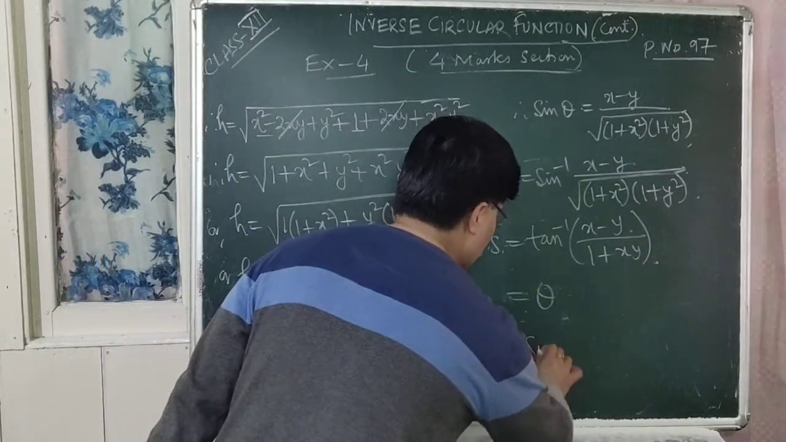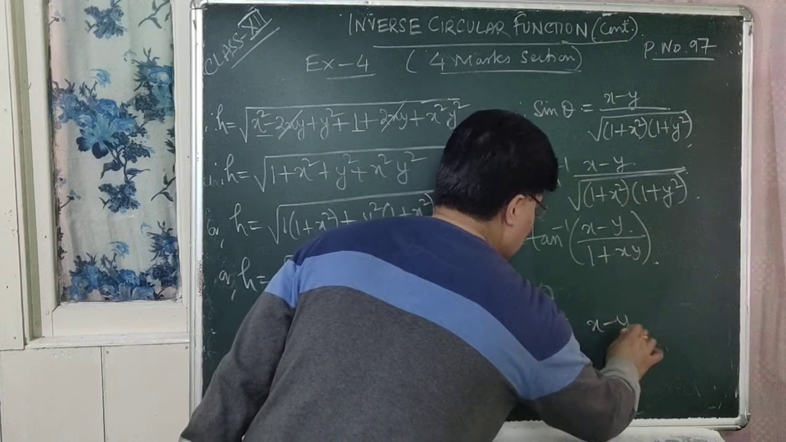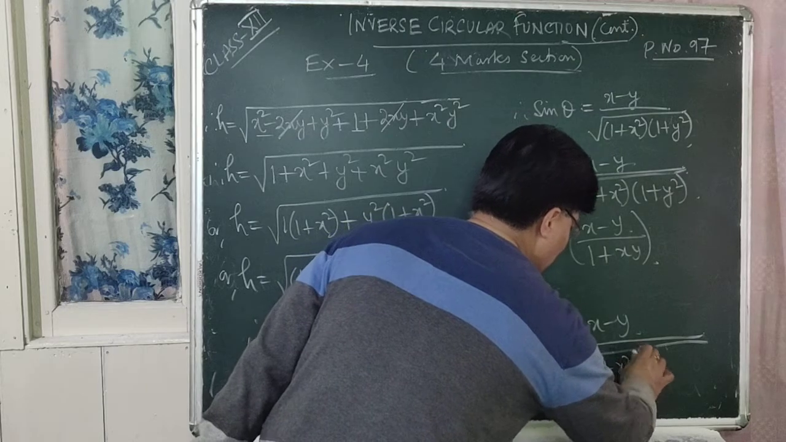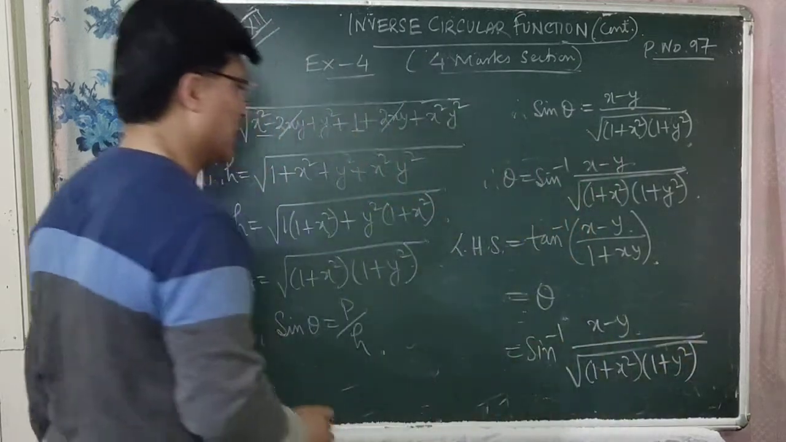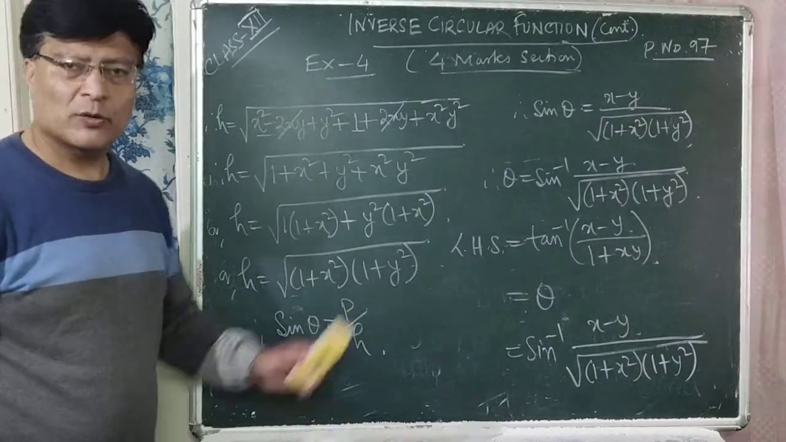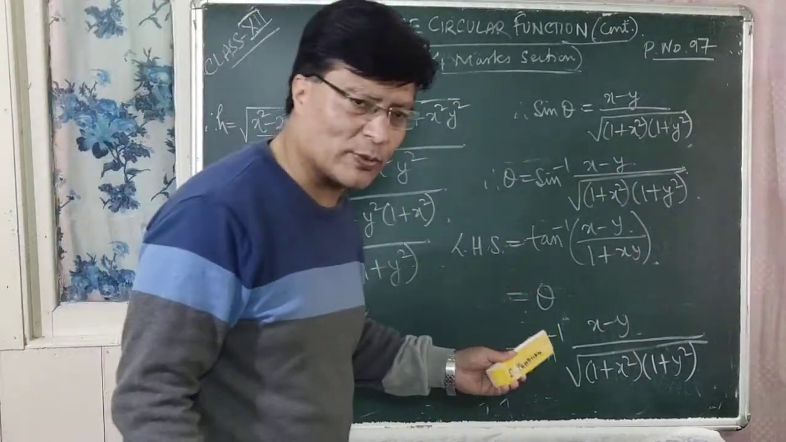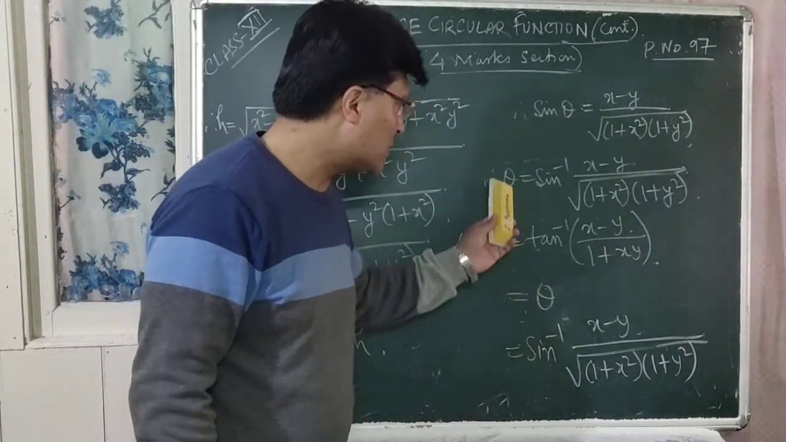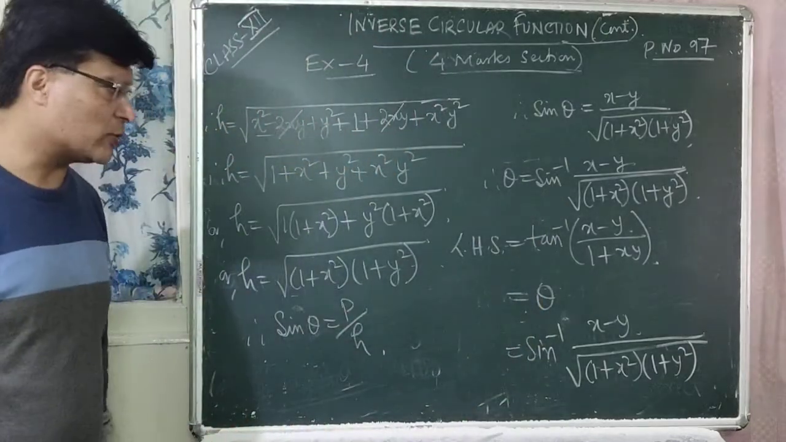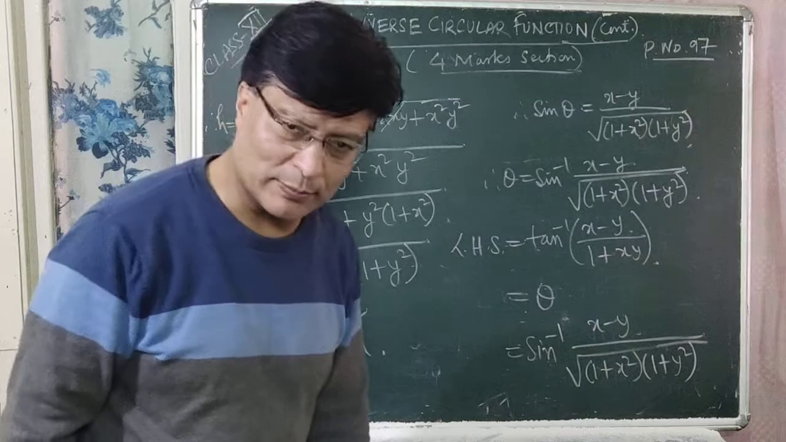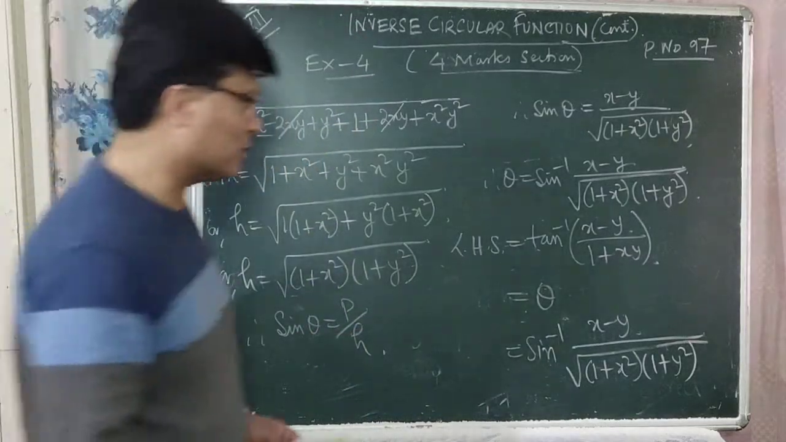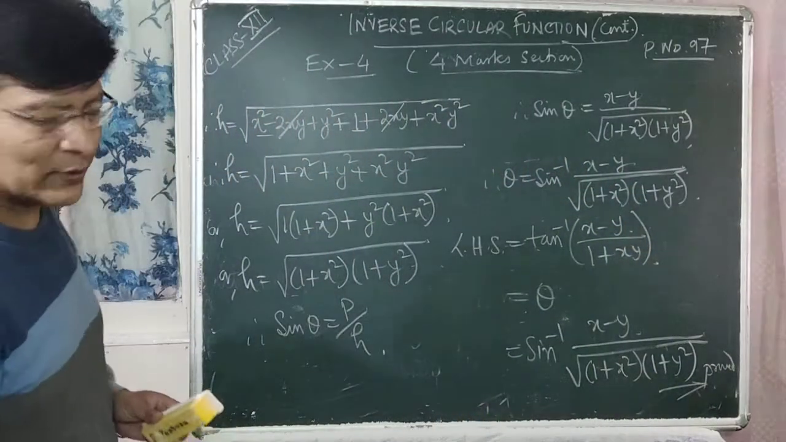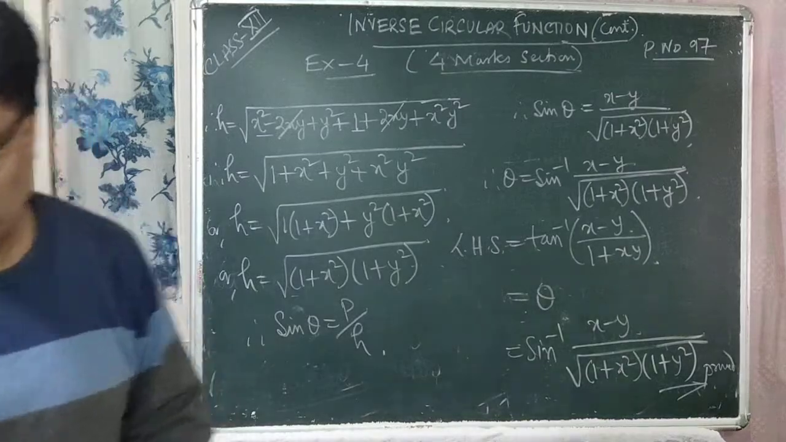So which is equal to sine inverse, this is x minus y divided by, it is root over what? It is (1 plus x square) into (1 plus y square). So we got the left hand side, which is equal to tan inverse of (x minus y) upon (1 plus xy), that was simplified, and this was assumed as theta. And what is the value of theta here? It is sine inverse of (x minus y) upon root under (1 plus x square) into (1 plus y square). So which is equal to the right hand side. So it is proved. I think you have understood it. Okay, so you can copy it. We'll do the next problem now.